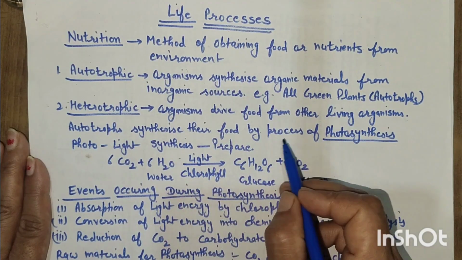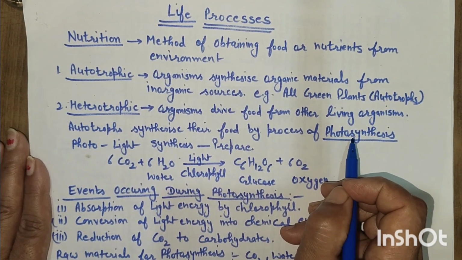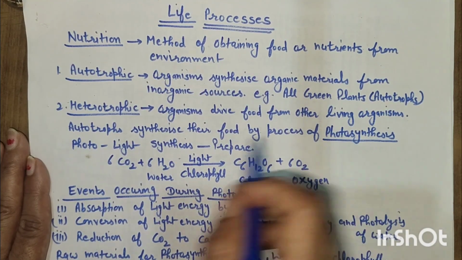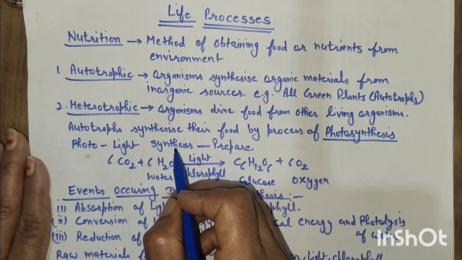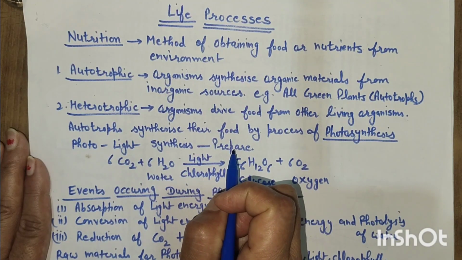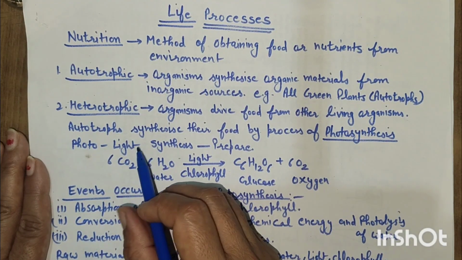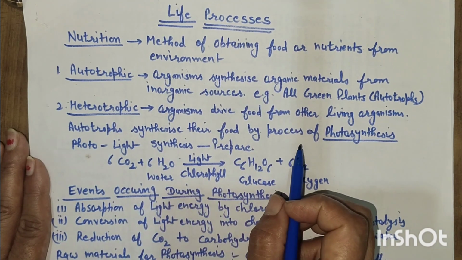Autotrophs synthesize their food by the process of photosynthesis. Photosynthesis breaks down into two words, photo and synthesis. Photo means light and synthesis means prepare. It means plants prepare their food in the presence of light with the help of photosynthesis.